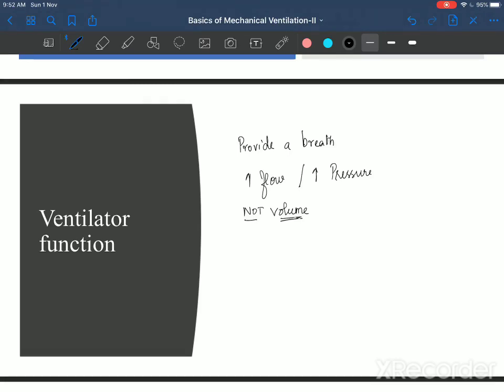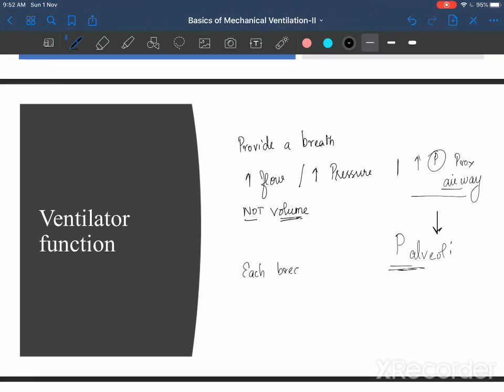So this increases the pressure in the proximal airway, and whenever gas flow happens, it always happens from a high pressure area to a low pressure area. So airway is at a high pressure now, alveolar is at a lower pressure, so it transfers to alveoli. This is how, from proximal airway to distal airway, the delivery of gas happens.